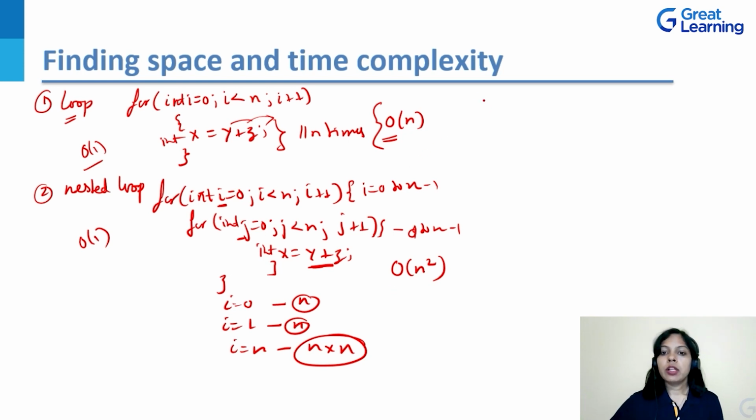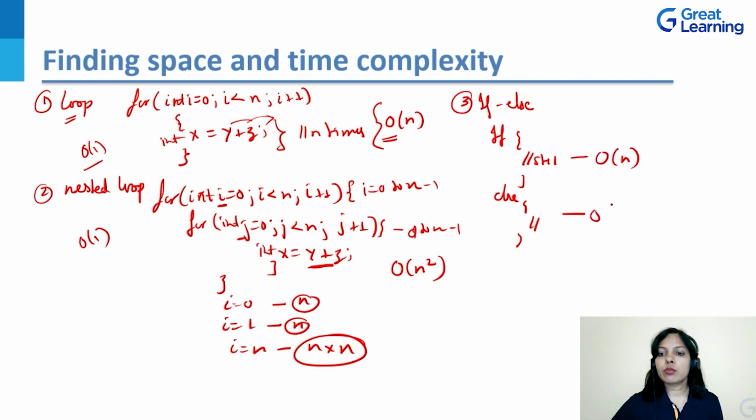Now, coming to the third type of concept, the if else conditional statement. So it says if, and there is some statement over here. Then it says else, and then some statement over here. Suppose the time complexity of this is O of n, and the time complexity of this is O of n square. Which will be the final time complexity of this complete if else?